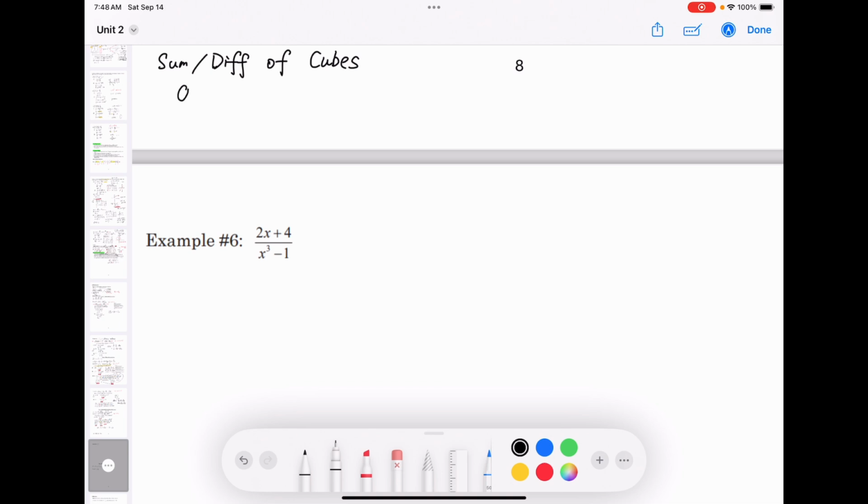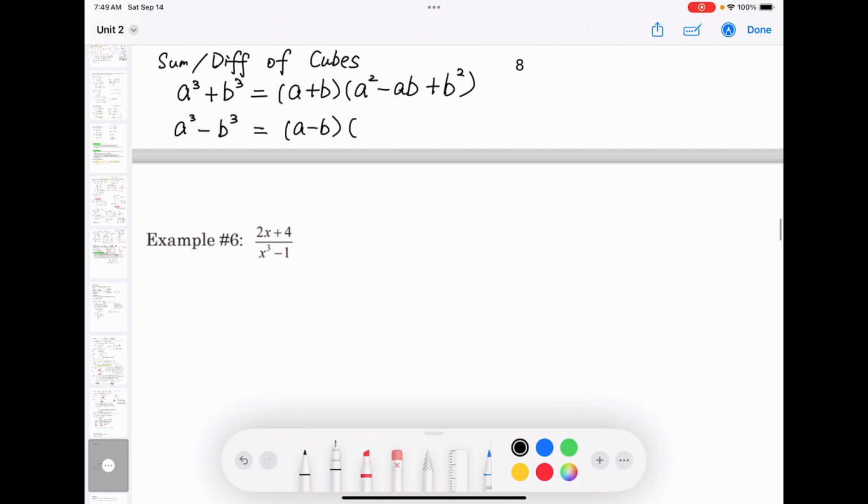If I have a cubed plus b cubed, I can factor it. It will be a plus b times a squared minus ab plus b squared. If I have a cubed minus b cubed, it is a minus b times a squared plus ab plus b squared. All right, pause the video and copy down the formula.